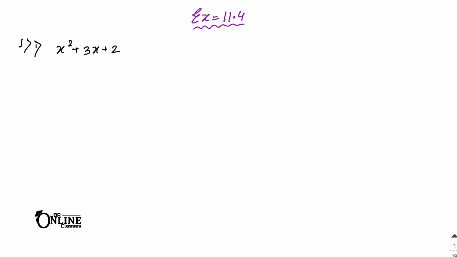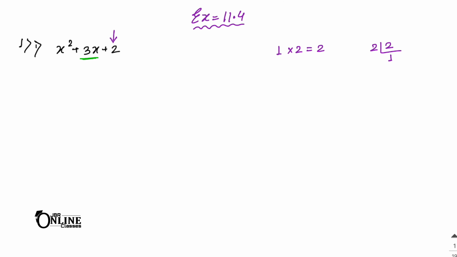So here the first problem: factorize the following polynomial, x² + 3x + 2. First you have to find the coefficient of x², which is 1, and the constant term, which is 2. So 1 into 2 equals 2. Now factorize 2, so it becomes 2 and 1. Okay, so the middle term of the polynomial is 3x.